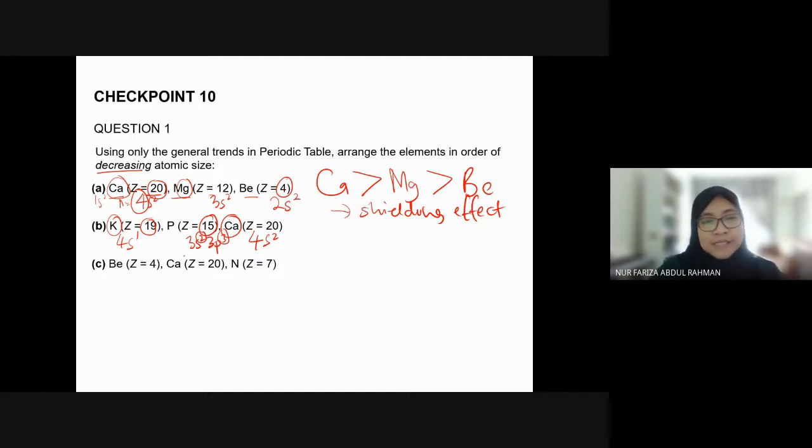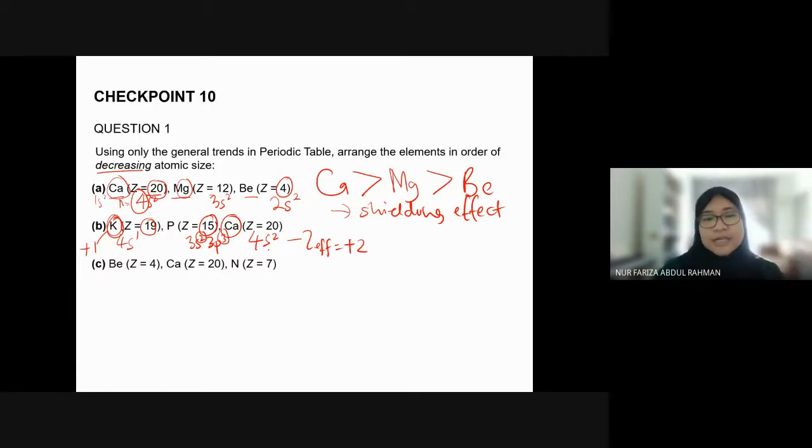But in terms of this, we have to explain across the period based on Z effective. Across a period, Z effective increases. That means calcium has Z effective equal to +2, whereas potassium has Z effective equal to +1. So Z effective for calcium is higher than for potassium. Therefore, calcium has a smaller size compared to potassium.